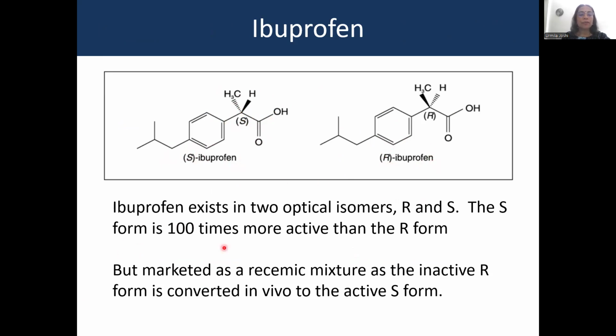The S configuration is 100 times more active than the R configuration, but still, ibuprofen is never marketed in an optically pure form. This is because the inactive R form is converted in vivo, inside the body, to the active S form. So whichever way you administer, a racemic mixture is cheaper. So you administer the racemic mixture and still everything will be converted to S.